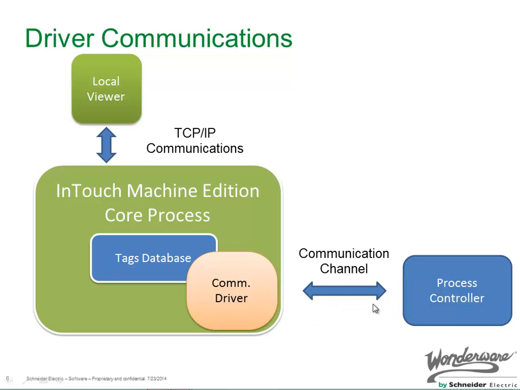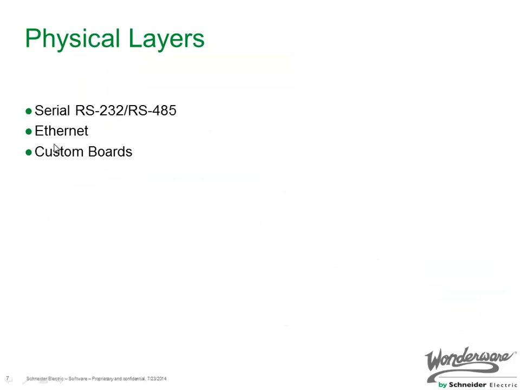So what about this communications channel? This communications channel essentially consists of a physical layer and kind of a logical layer or a protocol. The different physical layers that we can have are serial, which could be RS-232, which is often a point-to-point connection, or RS-485, which is more often than not a multi-drop type connection, and RS-485 can in general cover longer distances than RS-232.